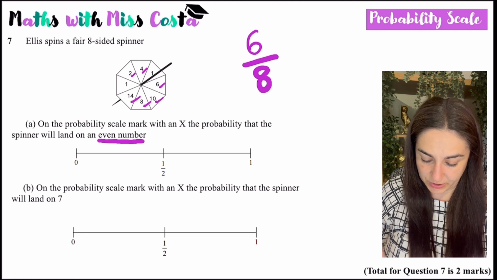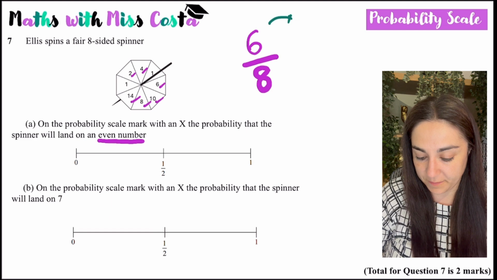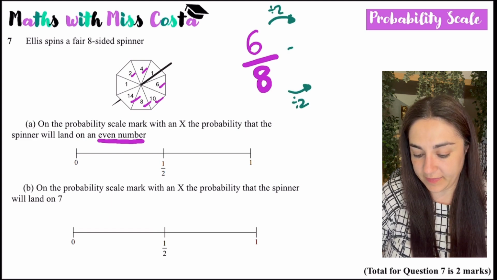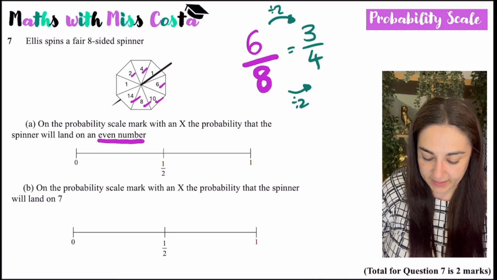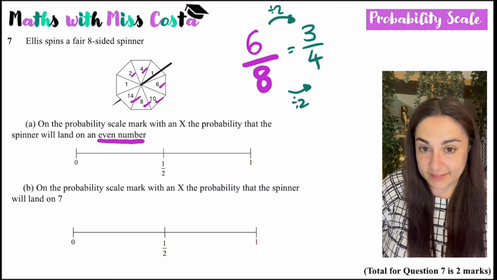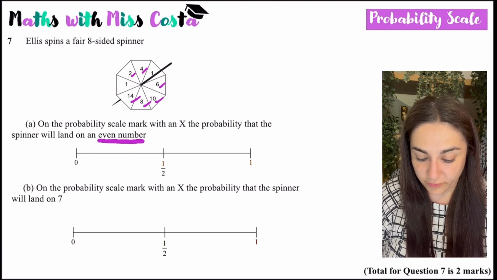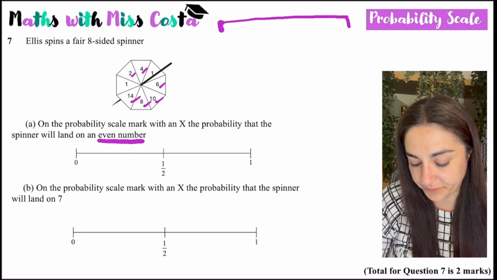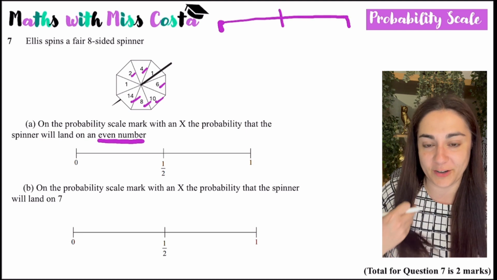So what I can do is simplify the fraction first. That might make my life easier. So if I divide by 2, that would give me 3/4. So 3/4, if we are not 100% sure, this is something that we should kind of memorize if we don't know it yet.